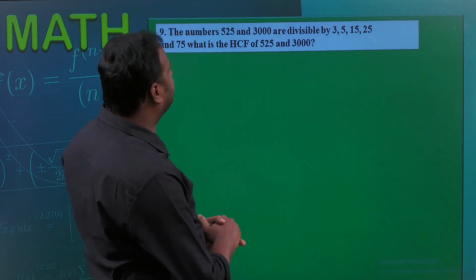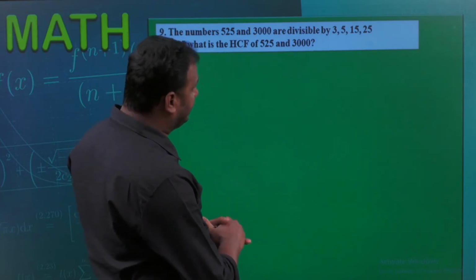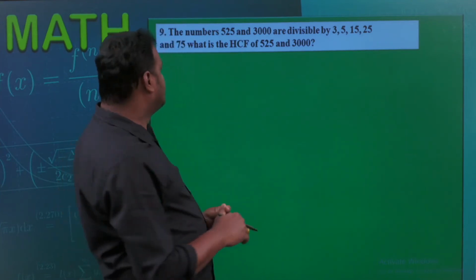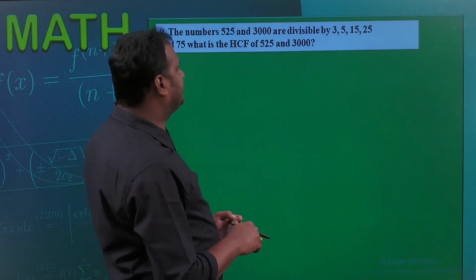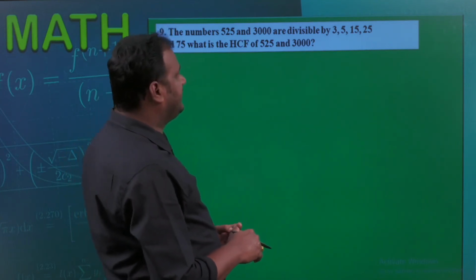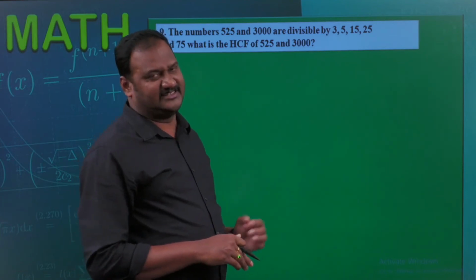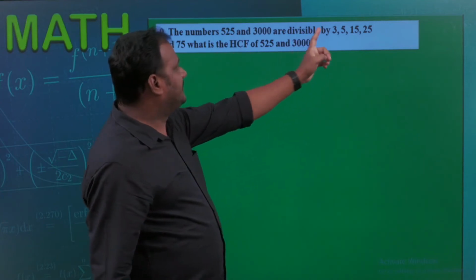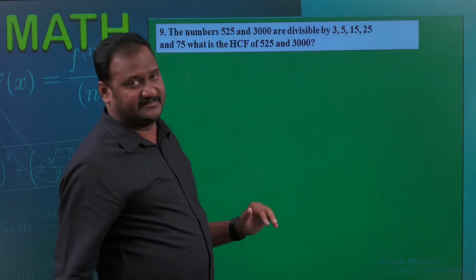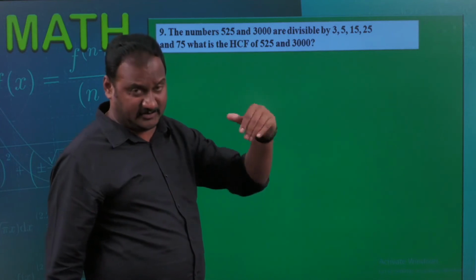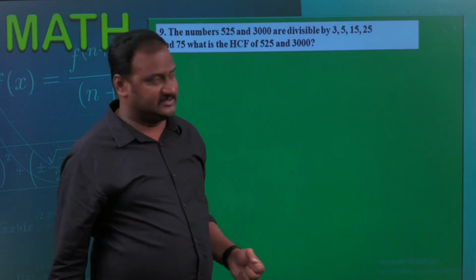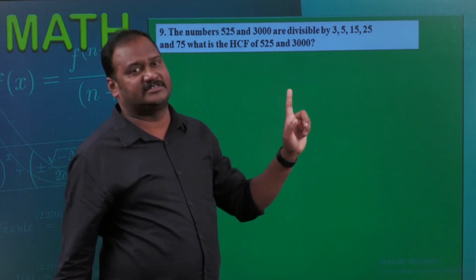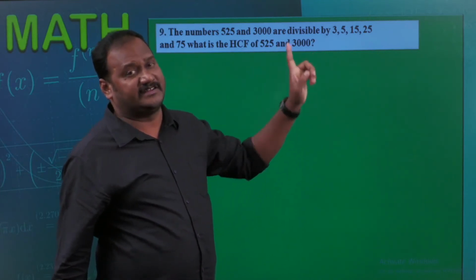The numbers 525 and 3000 are divisible by 3, 5, 15, 25 and 75, of course. So then, what is the highest common factor of 525 and 3000? See, this is self-explanatory. 525's factors are 3, 5, 15, 25 and 75. They are factors of that number, though of course it may have more factors than those. Similarly, 3000 has these factors. So these are the common factors for all these numbers.